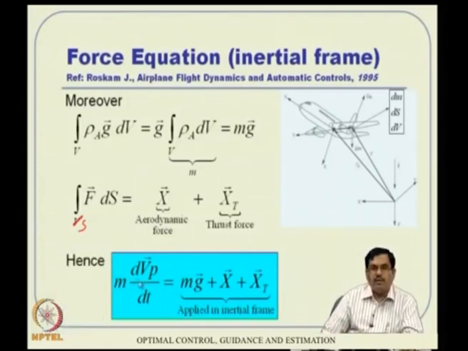This is the left hand side that we saw. The left hand side expression is equal to the right hand side expression. Now, this gravitational force is nothing but mg. Remember, these are all in vectorial notation. The component level we have not discussed yet. This is the total vectorial thing we are talking about. So mg plus the aerodynamic force, which is the X vector, and the thrust force, which is the X_T vector. This is how the relationship turns out in vectorial notation.